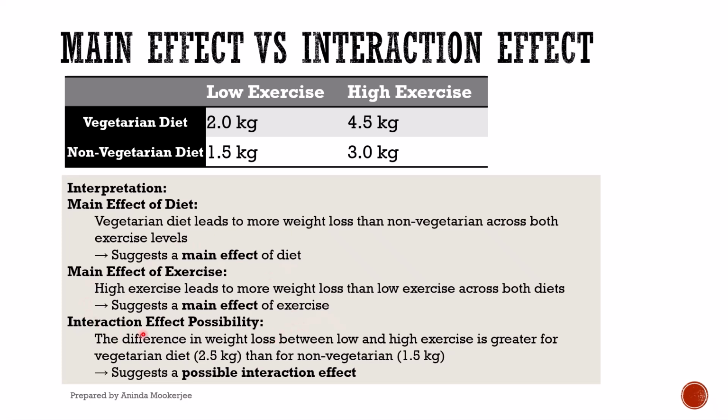Now let's look at the interaction effect. The difference in weight loss between low and high exercise is greater for vegetarian diet: 2.5 kilograms. So that means if we subtract 2 from 4.5 kilograms, high minus low, then we get a difference of 2.5 kilograms of weight loss. Then for non-vegetarian, that difference is just 1.5 kilograms. So that suggests that there is a possible interaction effect between the two factors.